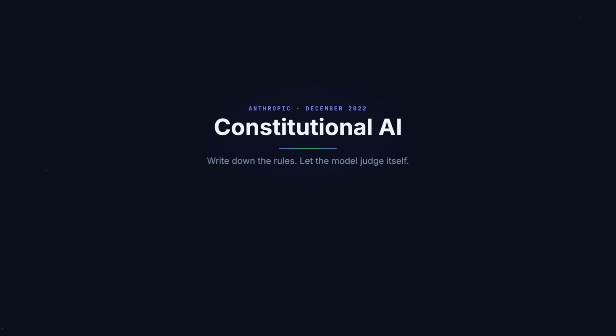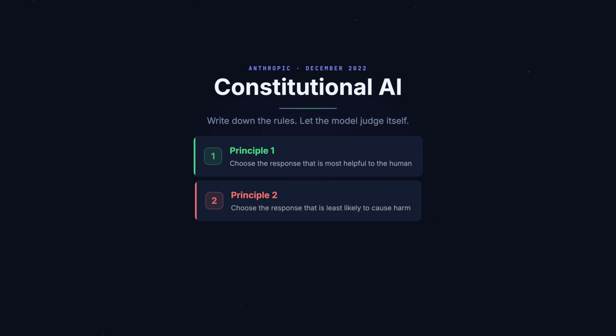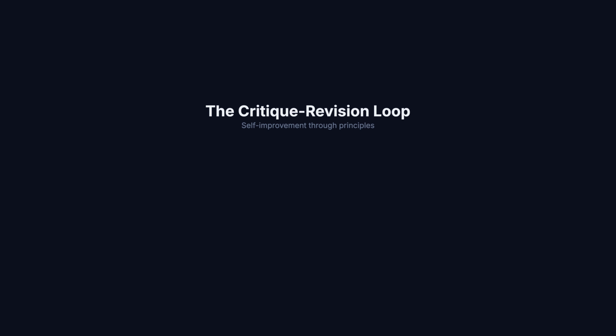Choose the response that is most helpful. Choose the response that is least likely to cause harm. Choose the response that is most honest and accurate. These aren't vague guidelines. They're specific, auditable rules that the model evaluates against. Humans write the principles once. The AI applies them at scale. No labeler army. No subjective disagreement. Just principles. Here's how it works in practice.